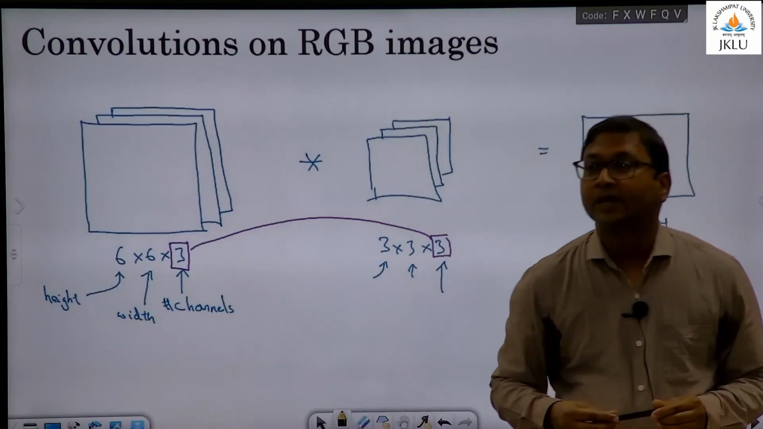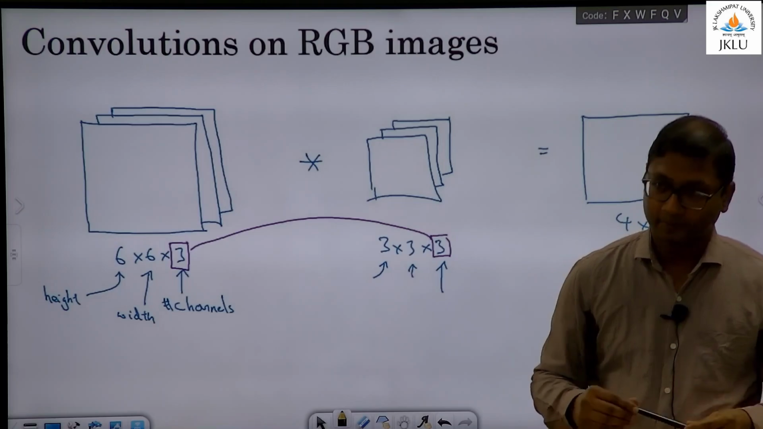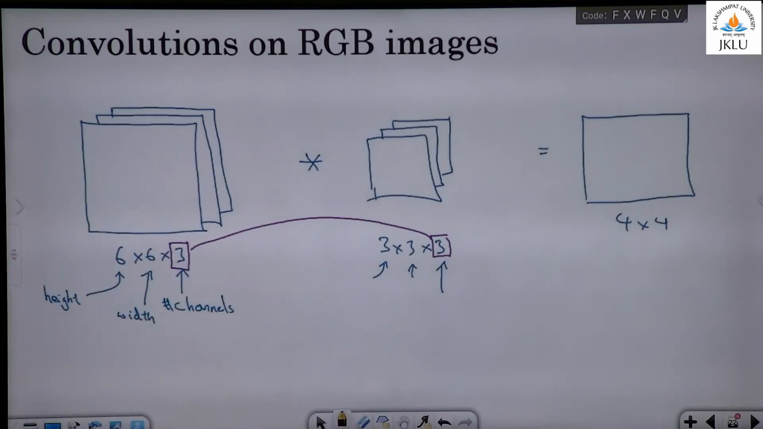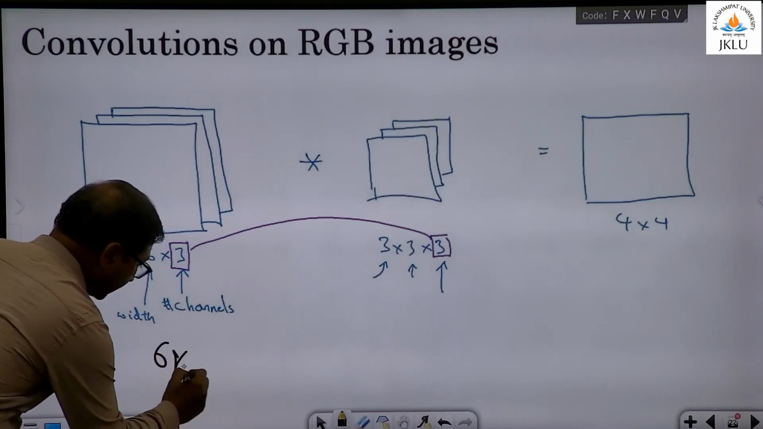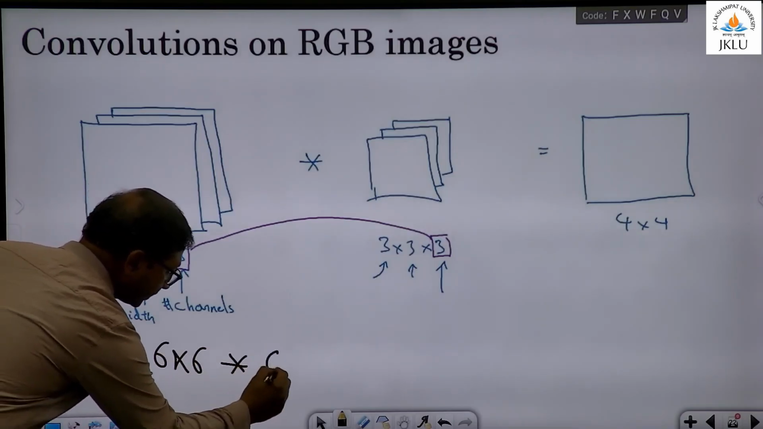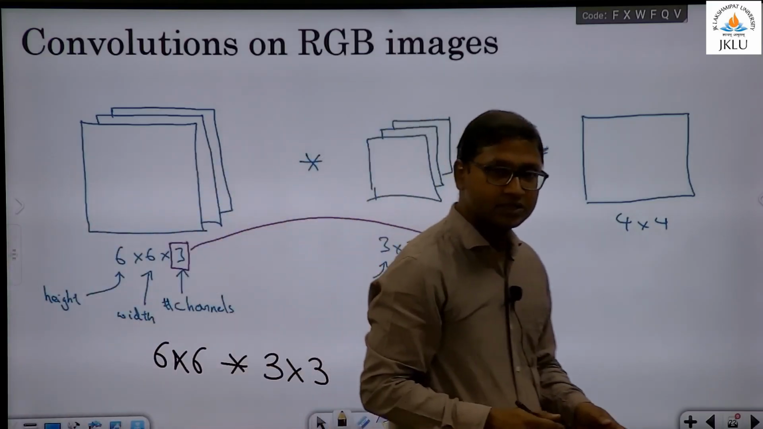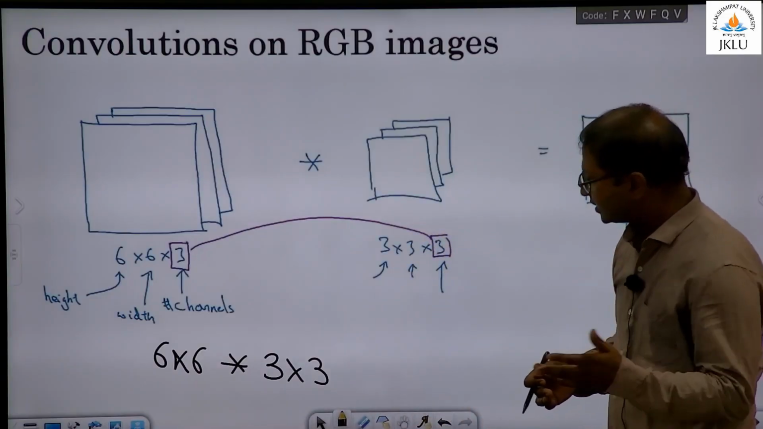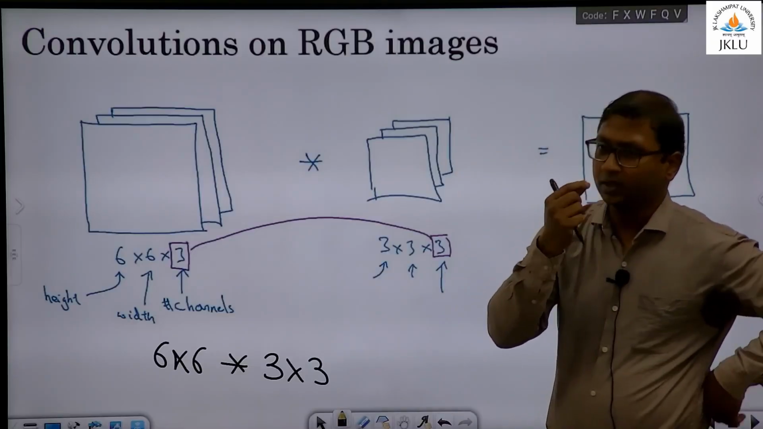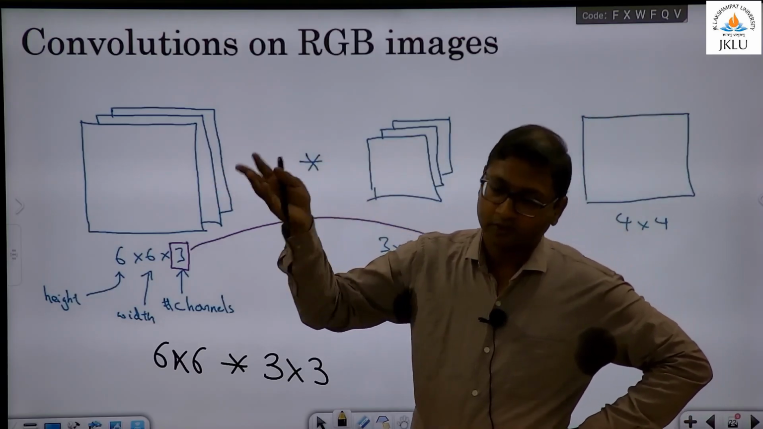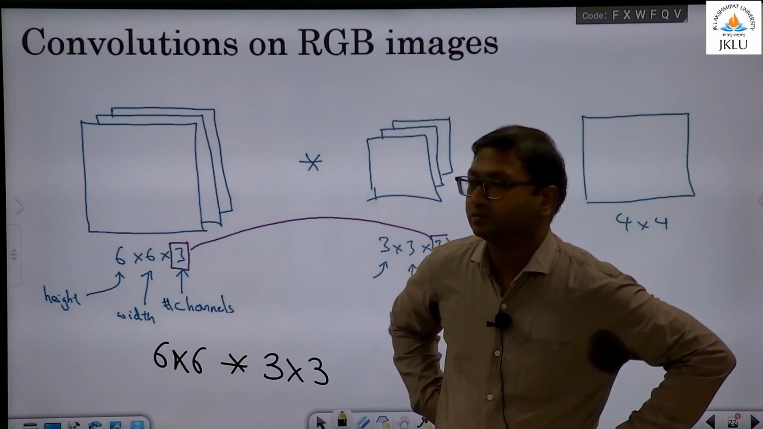Tell me how many multiplications are happening, how many additions are happening. When you had just 6 cross 6 and you convolved it with 3 cross 3, how many multiplications happened? How many additions happened? Or how many multiplications, let's say, because the complexity of multiplication is greater than or equal to the complexity of addition.